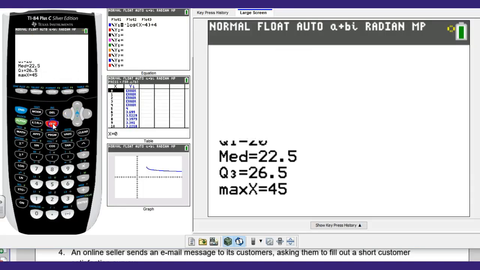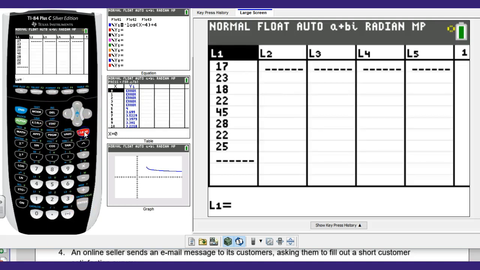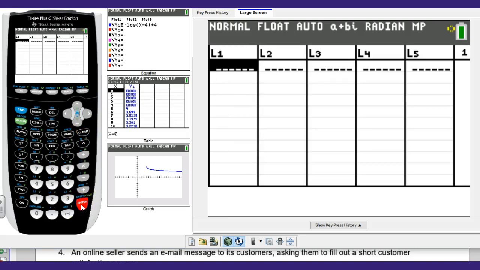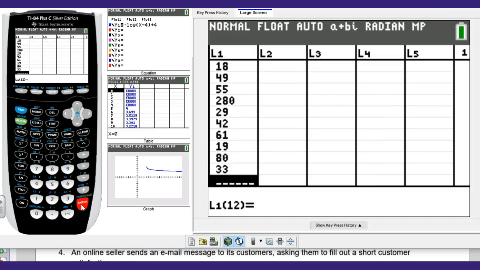All right, so now I go stat and then edit again. I'm going to clear my list out. All right, so now the list is cleared, so I'm going to punch in those prices, right? So you got $35, $18, $49, $55, $280, $29, $42, $61, $19, $80, $33, $45, $67, $28, $71, $37, $48, $50, $31, and $22.